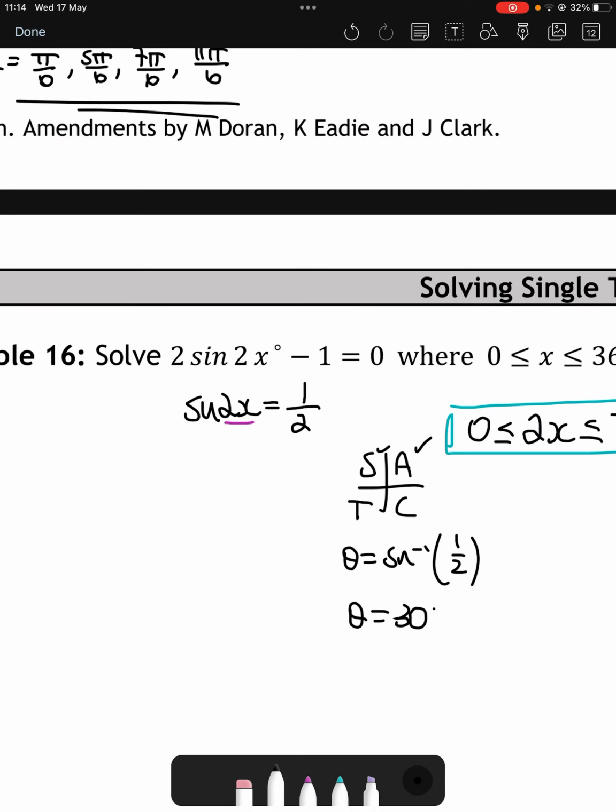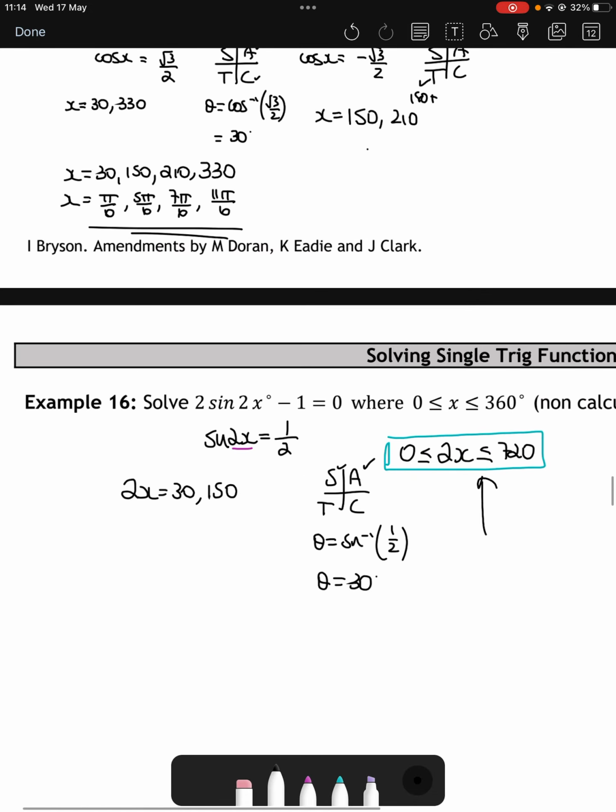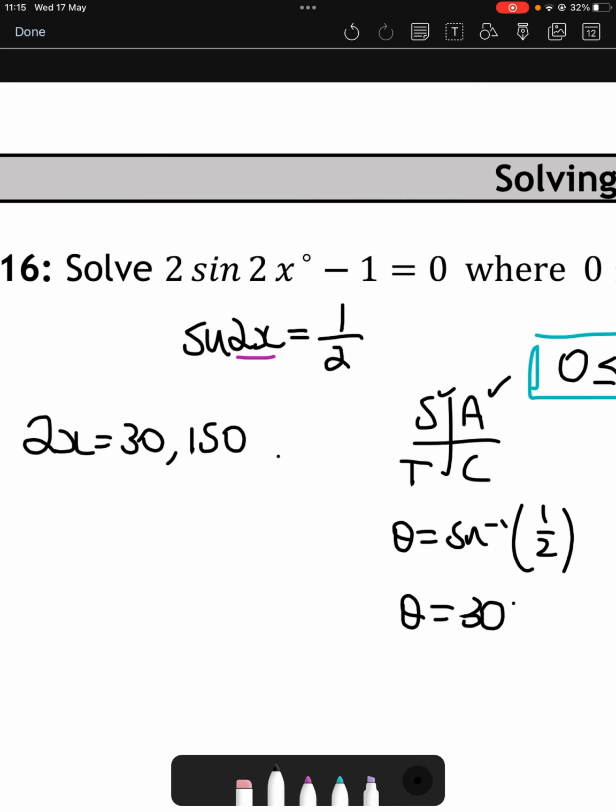Okay, so this time 2x is 30, and 180 minus 30, which is 150. Now, we are not done. We need to draw ourselves to this. 2x is between 0 and 720, but we only have 30 and 150. That means there are many more values that we can look at. So we need to add on 360 because there are higher values. That's going to give us 390, 510. Adding 360 again would be too many.